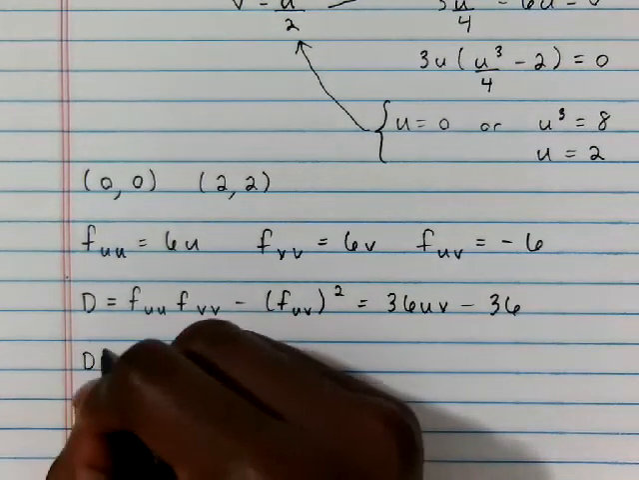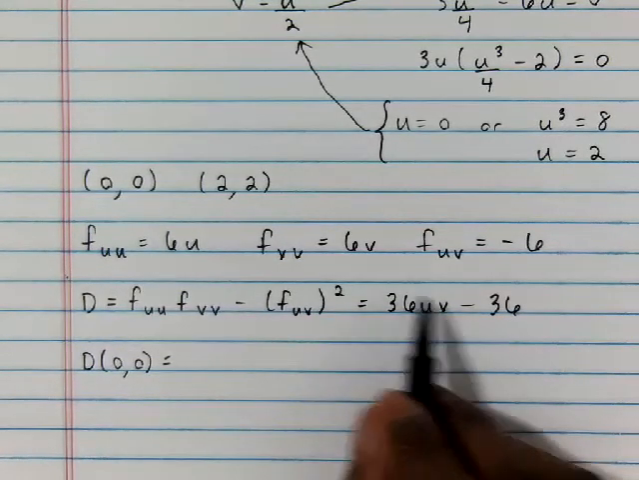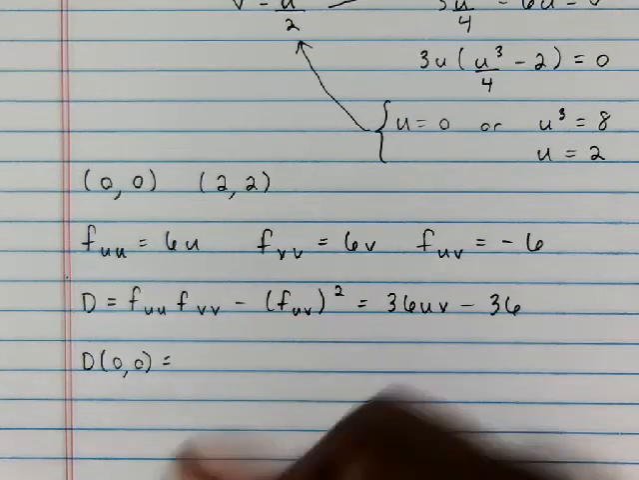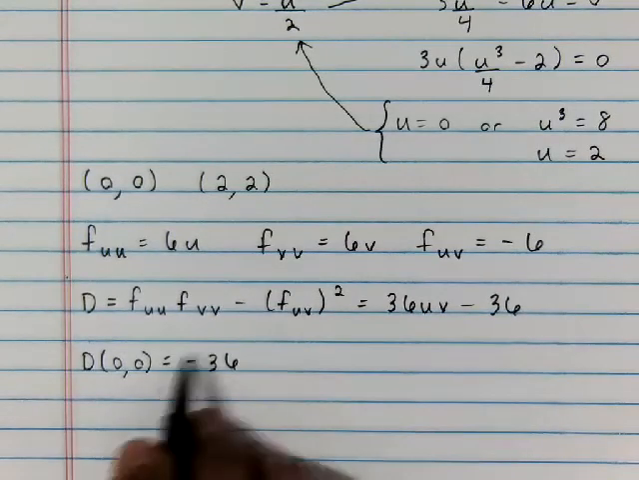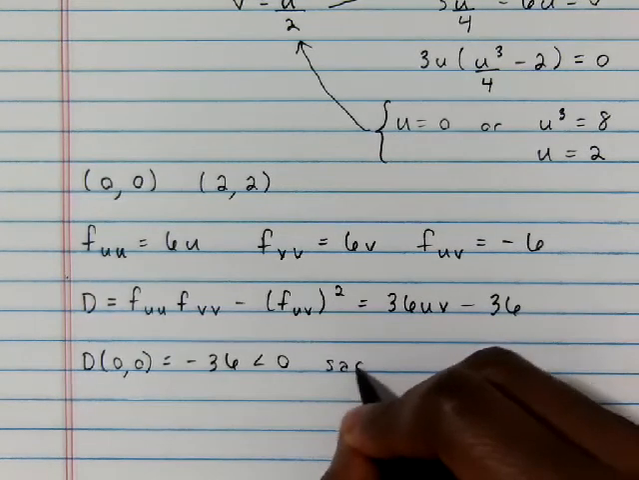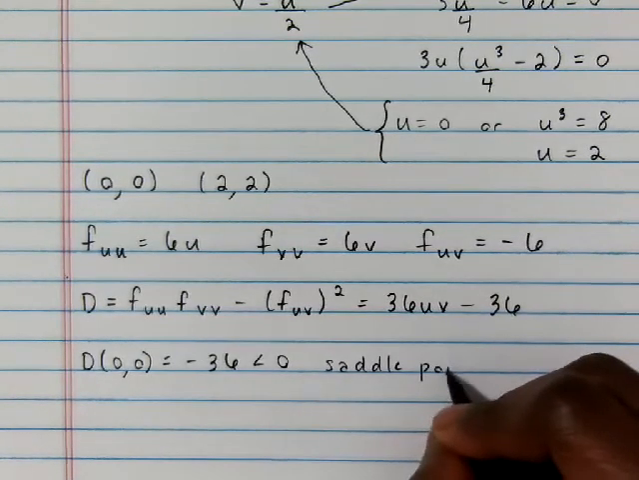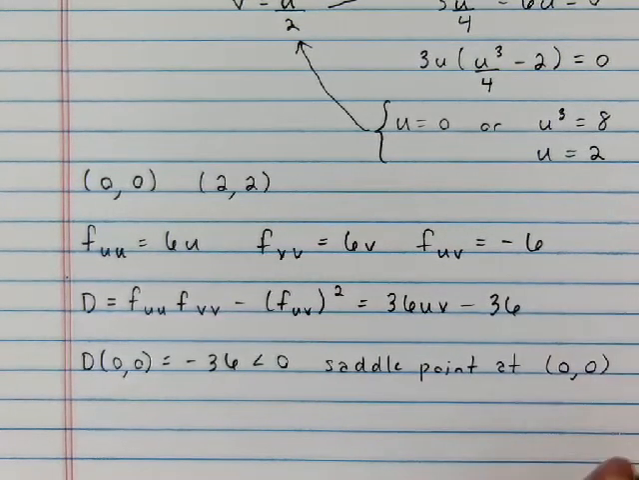So D of (0, 0), when we put that in, we just get 0 minus 36, so we get negative 36. So when we go back to the second partials test, if D is negative, so this is less than 0, we have a saddle point at (0, 0). And if we wanted to know what the z coordinate was, we would just take that and put (0, 0) back into our original function.